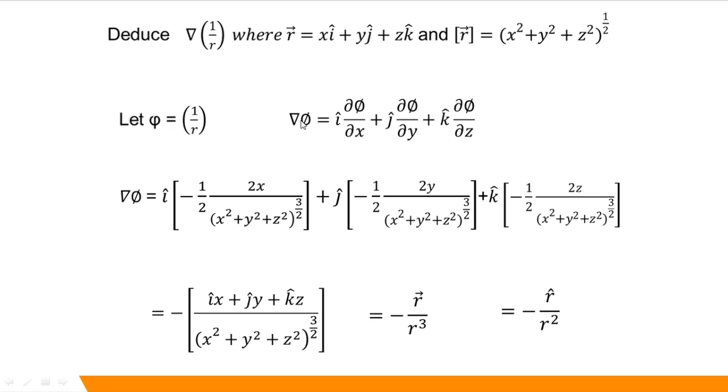So then what happens? Del phi, the gradient of the scalar function, is i ∂phi/∂x plus j ∂phi/∂y plus k ∂phi/∂z. So this is going to be the gradient. One by one term you differentiate, ∂phi/∂x. So what is phi? 1 by r. Okay, r is here, x square plus y square plus z square to the power half. So 1 by r is 1 by (x square plus y square plus z square) to the power half. So this is taken to the numerator, (x square plus y square plus z square) to the power minus half.